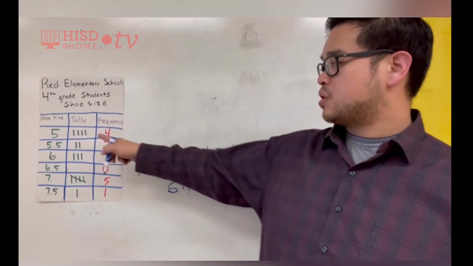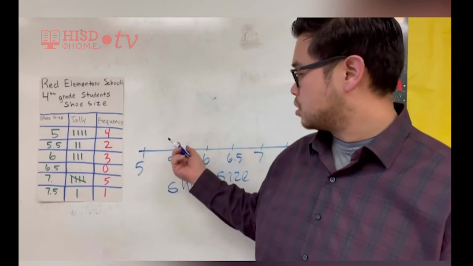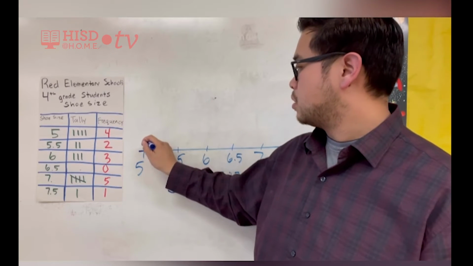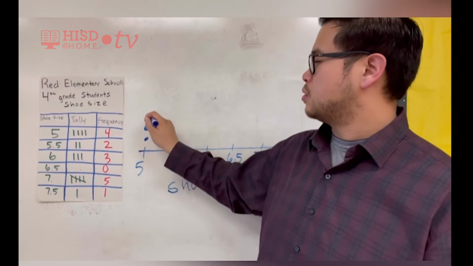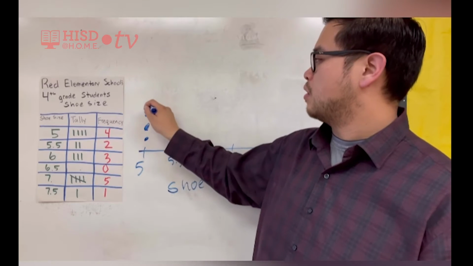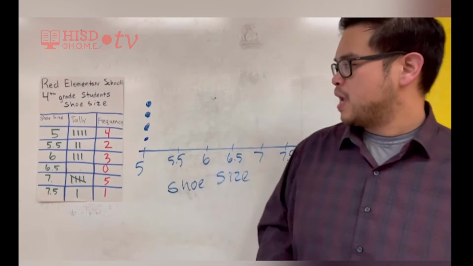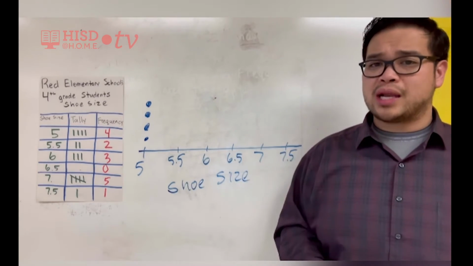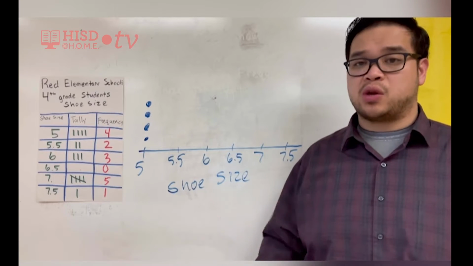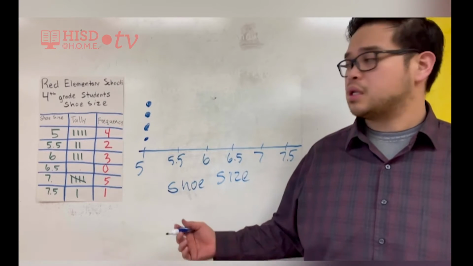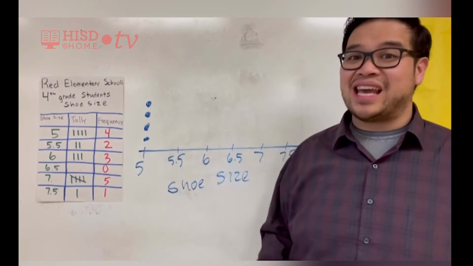Shoe size 5 is 4 dots. 1, 2, 3, 4. I'll pause right here for a minute. You know what I need to add to make it easier for anyone else that looks at my dot plot? I need to add a key.